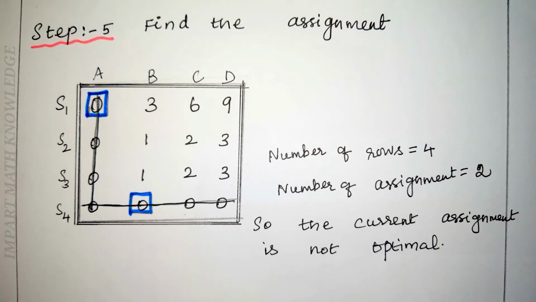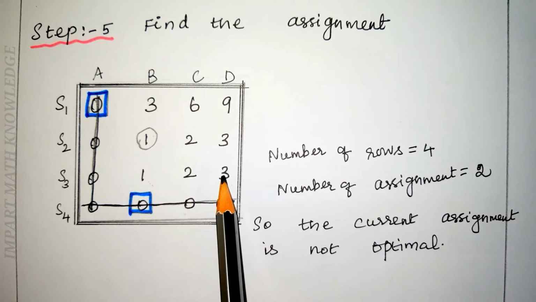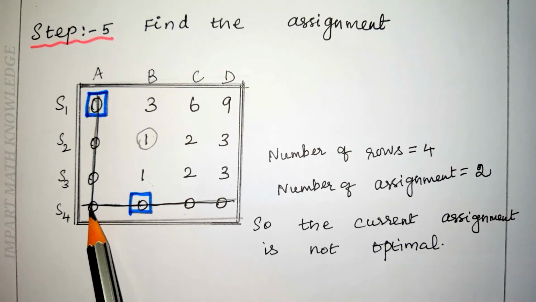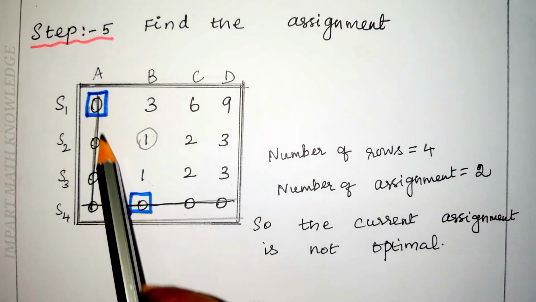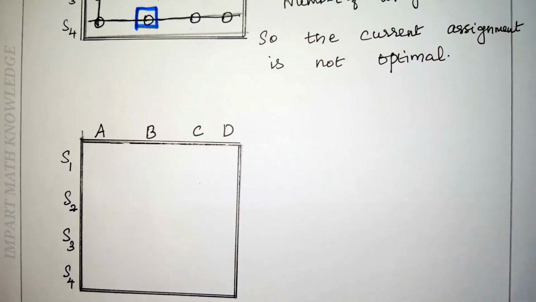For getting the optimum solution, we have to find a new cost matrix. For that, we have to follow some procedures. First, you have to select the minimum value from the uncovered portion. Here, the minimum value is 1. Second step, with the minimum element, you subtract all the uncovered portion and add the intersecting portion, and you write the other elements as it is. Then you will get a new cost matrix.